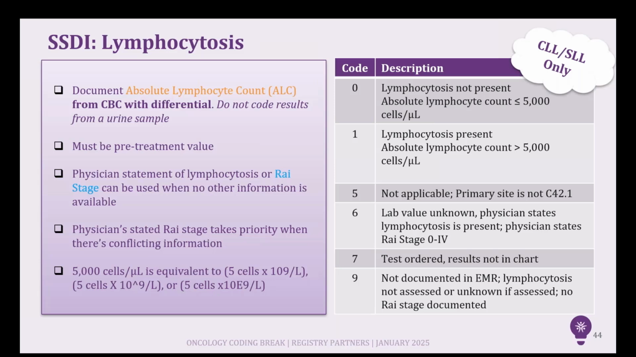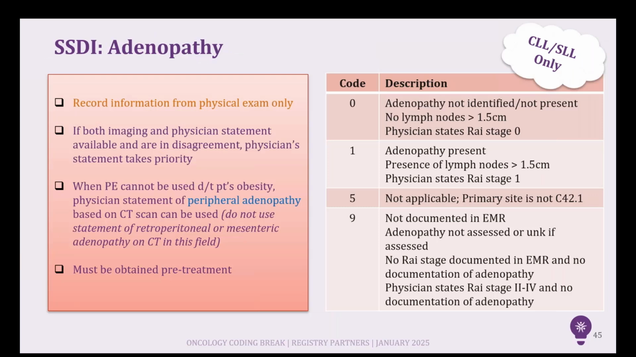Next, we have adenopathy. Only record adenopathy information from the physical exam. So if there's a disagreement between imaging results and the physician's statement, we always give priority to the physician's statement. In cases where the physical exam cannot be done due to the patient's obesity, you can rely on the physician's statement of peripheral adenopathy as documented on a CT. However, we're instructed to not use statements regarding retroperitoneal or mesenteric adenopathy from imaging for this field. Again, this adenopathy needs to be pre-treatment, so be sure that no treatment has been given.